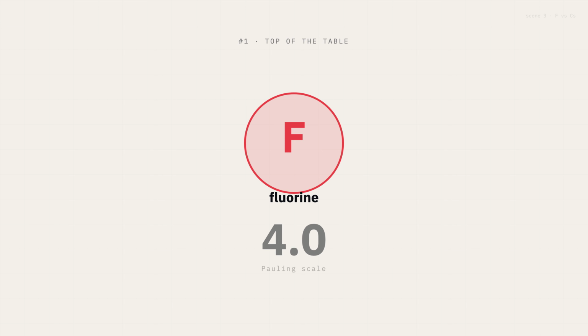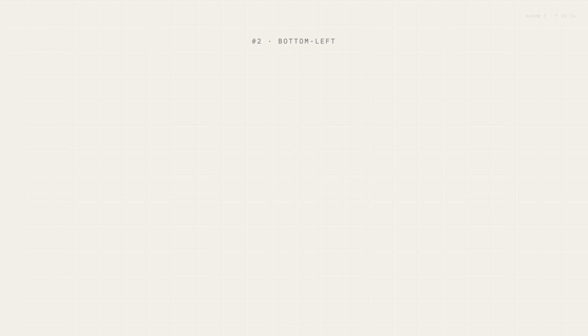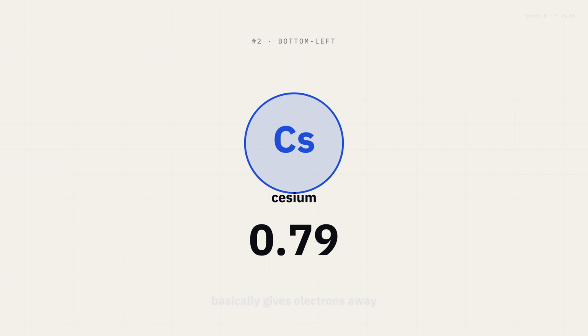Fluorine sits at the top. Pauling scale value 4.0, the greediest atom in the whole table. Cesium, bottom left, sits at 0.79, practically gives its electrons away.